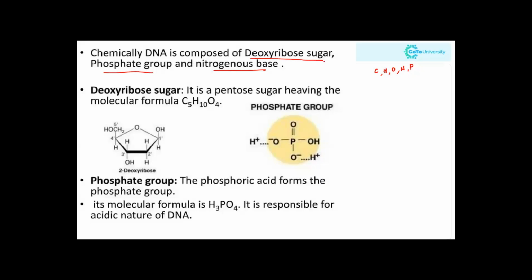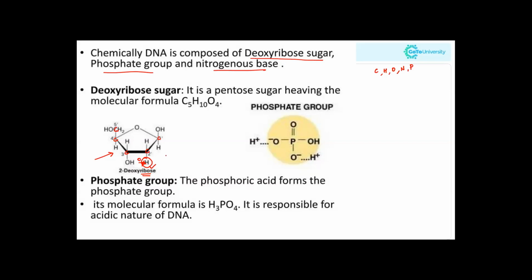This is a diagram of deoxyribose sugar. It is a pentose sugar. It consists of 5 carbons: 1, 2, 3, 4 and 5. It's a 5-carbon sugar, that is ribose sugar. In the second carbon they lack one oxygen. That is why it is called deoxyribose sugar. In case of RNA, they have the ribose sugar with this O at the second carbon position; they have a hydroxyl group there. In deoxyribose, they don't have a hydroxyl group. They have a hydrogen on the second carbon.